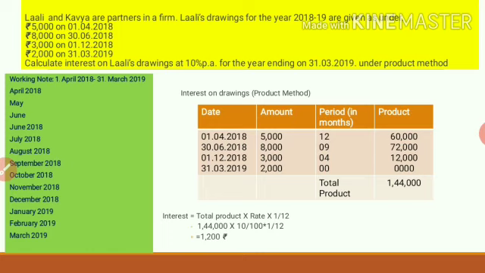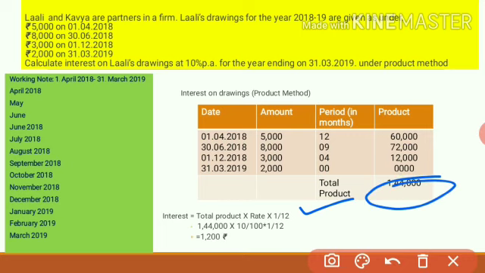Now what is the next procedure? We have to take the total. So 60,000, 72,000, 12,000. If we add all these, we'll get 1,44,000. Now apply the formula. Interest is equal to total product into rate into 1/12. Now how much is the total product? It is 1,44,000. What is the rate? Rate is 10%, 10/100 into 1/12. That means we'll get 1,200 rupees.